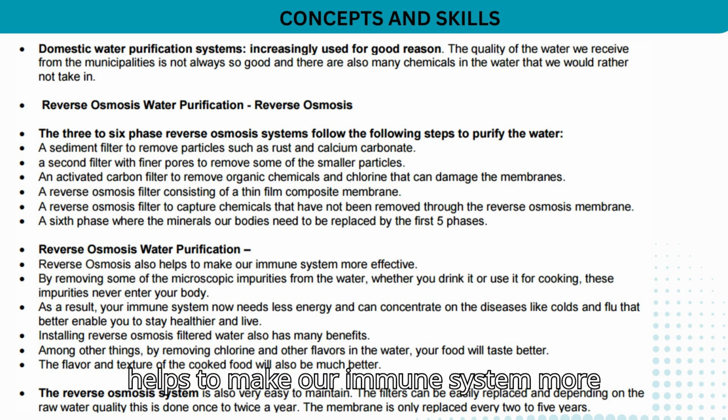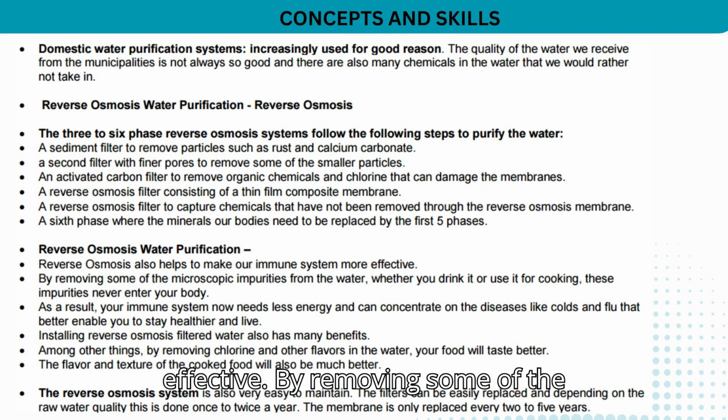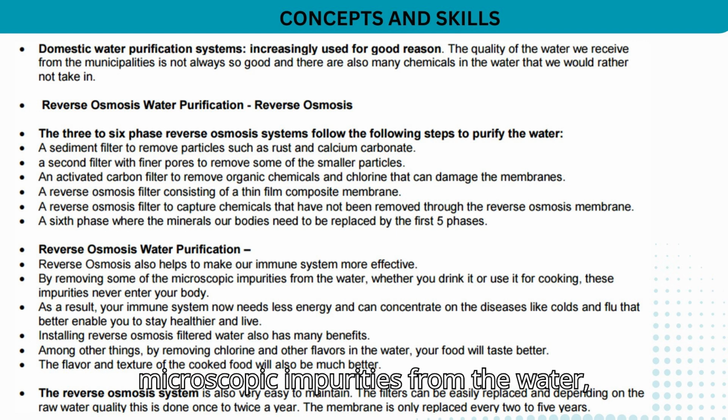Reverse osmosis also helps to make our immune system more effective. By removing some of the microscopic impurities from the water, whether you drink it or use it for cooking, these impurities never enter your body. As a result, your immune system now needs less energy and can concentrate on diseases like colds and flu, which better enables you to stay healthier and live.